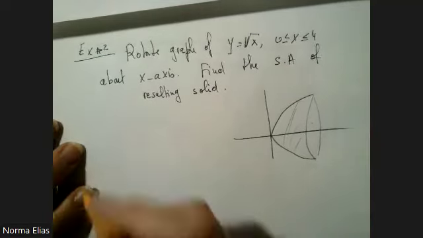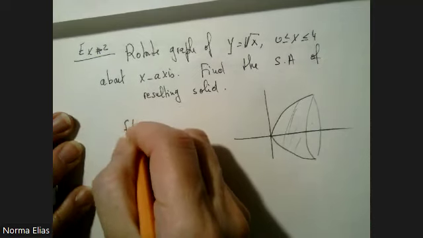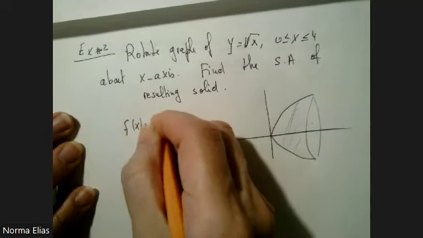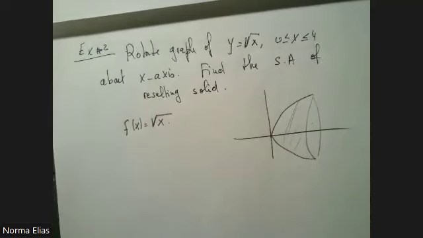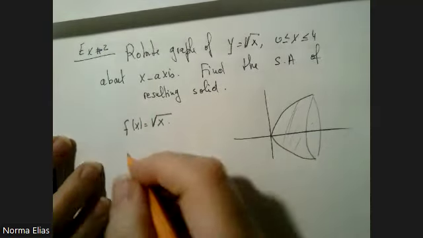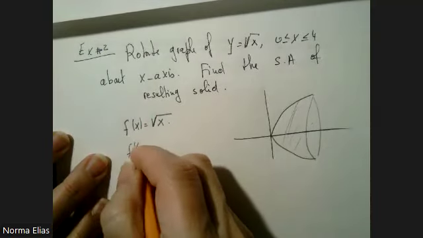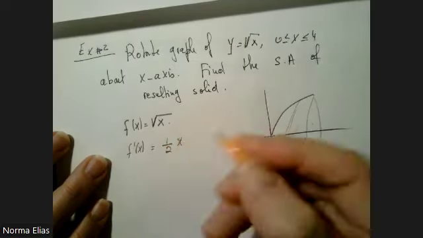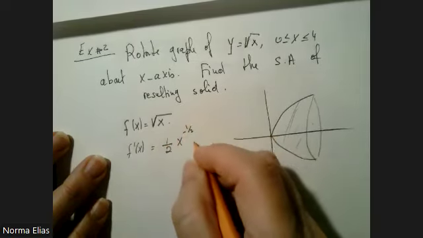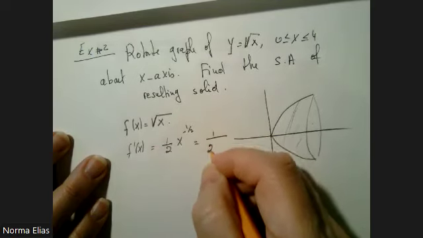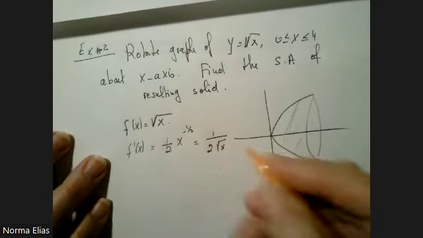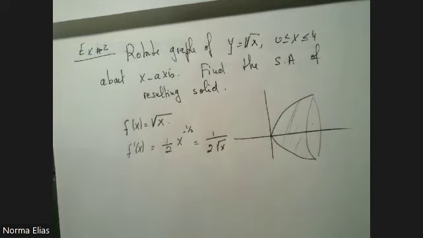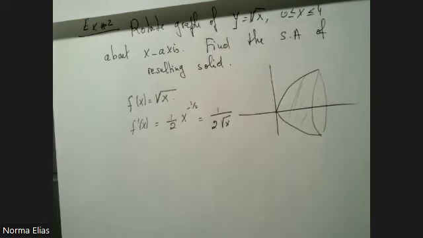All right. So this is my function here. This is square root of x. I need a surface area, so I first need to find the derivative before I plug in anything. So it's a half x to the power minus a half, or 1 over 2 square root of x. Whichever we think is easier for us to work with.